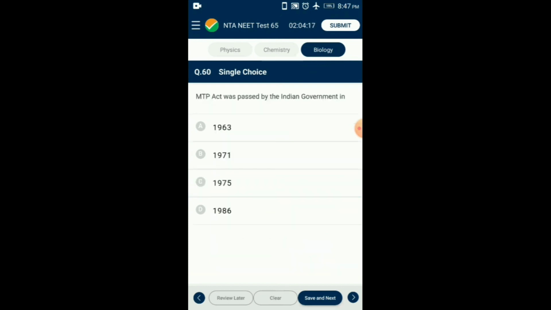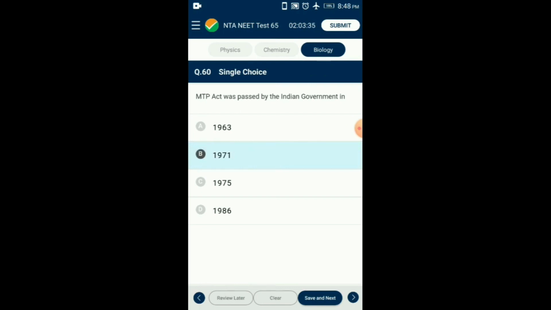Question number 60. The MTP Act was passed by the Indian government, the Medical Termination of Pregnancy Act 1971, with a view to increase the upper gestation limit for termination of pregnancy under certain conditions and to strengthen access to comprehensive abortion care under strict conditions without compromising service and quality of safe abortion. That act was introduced in the year 1971. So the answer for this question is option B.